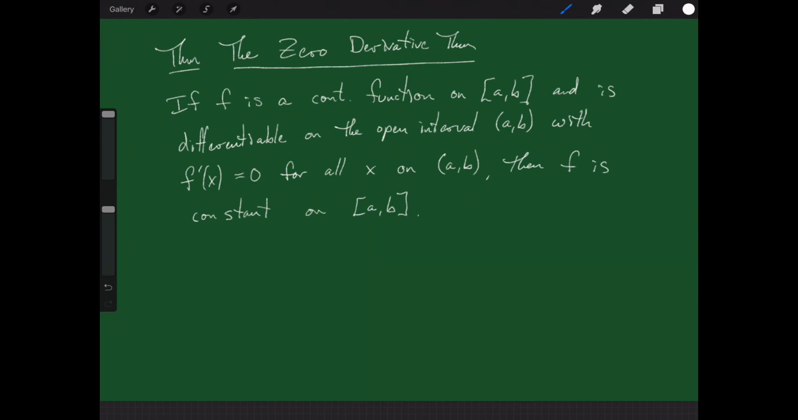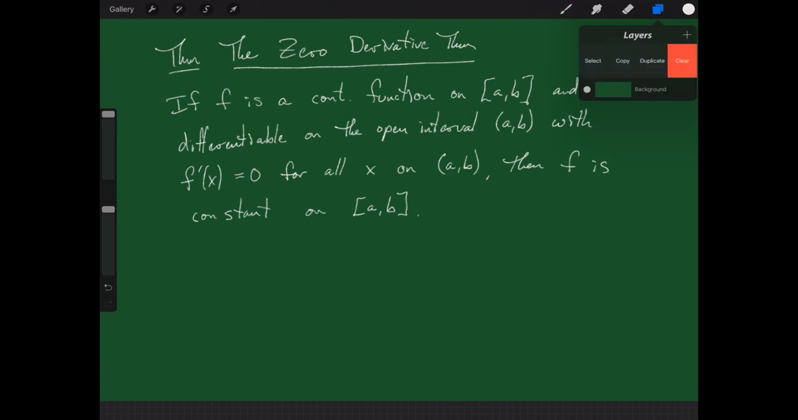That's not obvious. Maybe there's some really, really funky function that would take 14 pages to write down, but lo and behold, the derivative is 0. Well, that's not true, and the zero derivative theorem tells us that. So let's prove the zero derivative theorem.